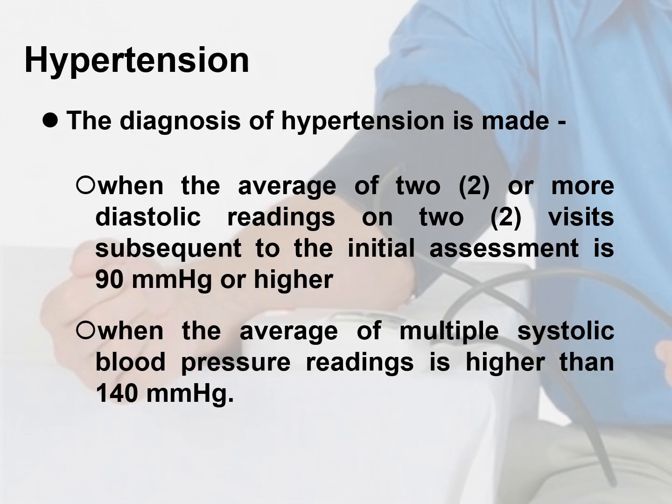So let's now talk more about hypertension. The most common alteration in blood pressure is hypertension. Hypertension is often asymptomatic. Pre-hypertension is diagnosed in adults when an average of 2 or more readings on at least 2 subsequent visits is between 120 and 139 systolic and 80 to 89 diastolic. Diastolic readings greater than 90 millimeters of mercury and systolic readings greater than 140 define hypertension.